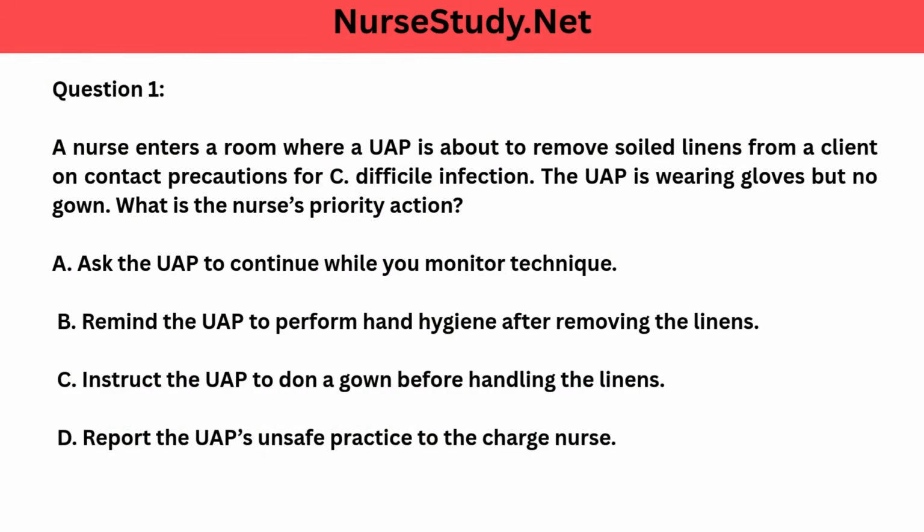Question 1. A nurse enters a room where a UAP is about to remove soiled linens from a client on contact precautions for C. difficile infection. The UAP is wearing gloves but no gown. What is the nurse's priority action?